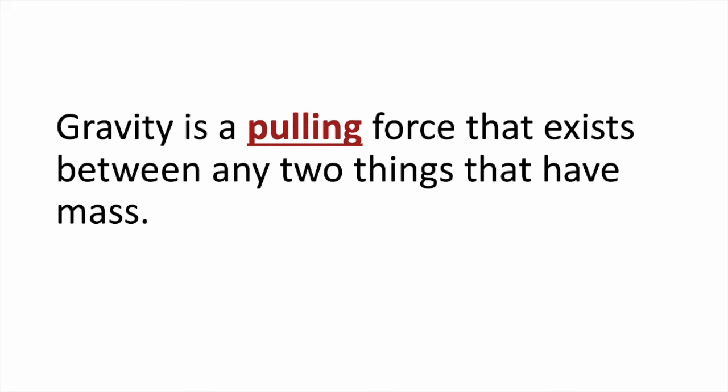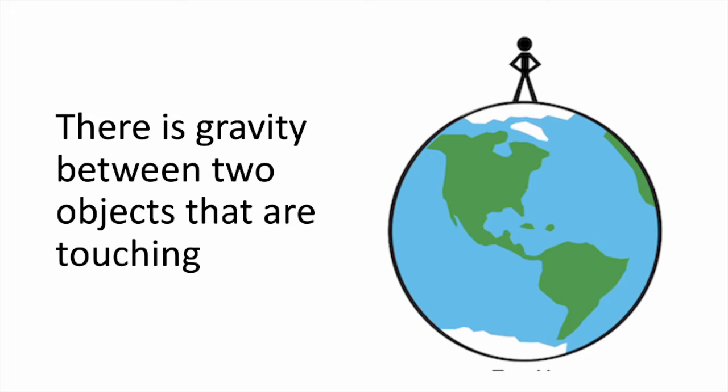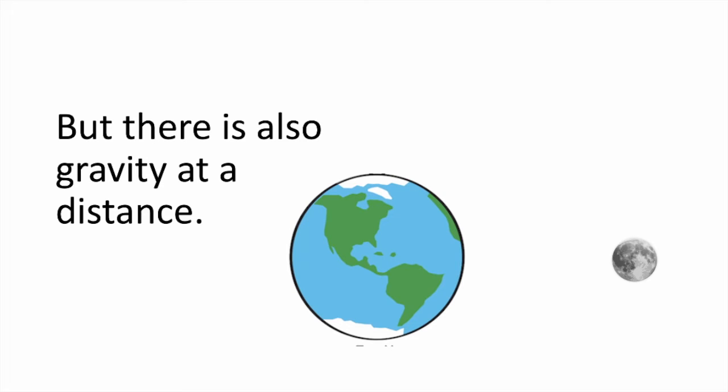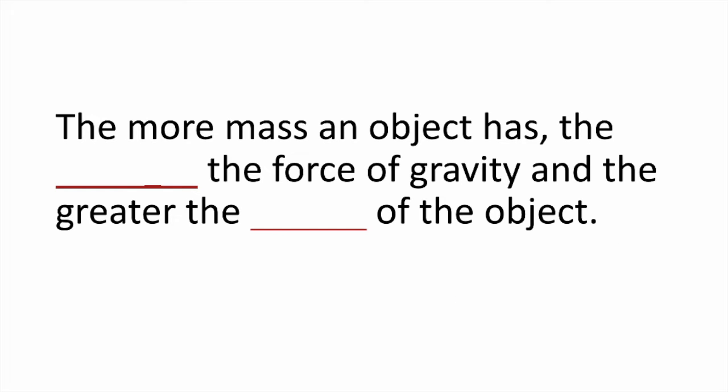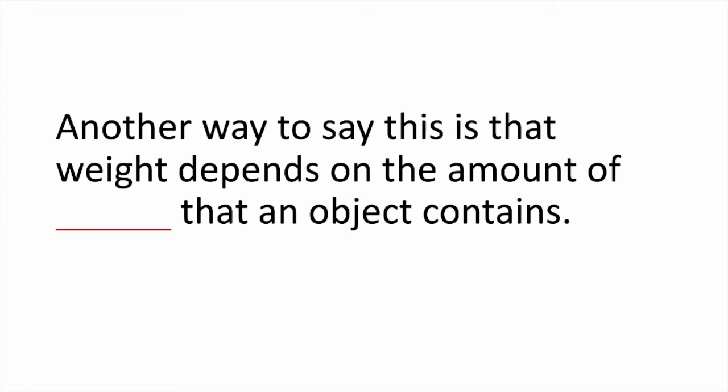Apply a force. Gravity is a pulling force that exists between any two things that have mass. There is gravity between two objects that are touching, but there is also gravity at a distance. The more mass an object has, the stronger the force of gravity and the greater the weight of the object. Another way to say this is that weight depends on the amount of matter that an object contains.